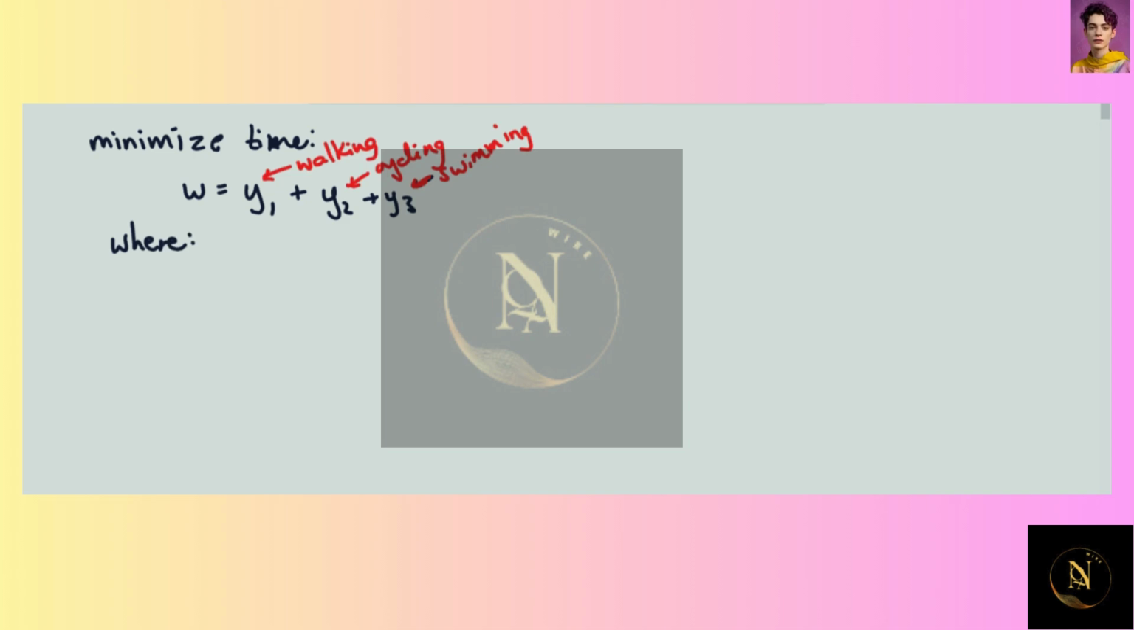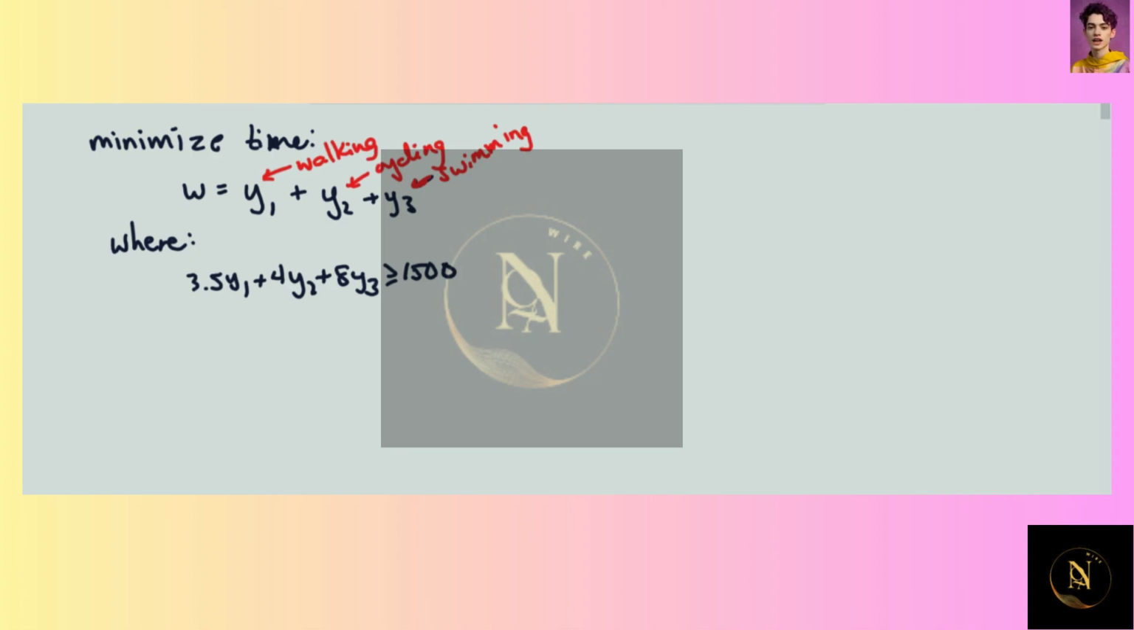Now, what are her constraints? Well, she has a few. First, she's looking at calories. She has a minimum number of calories she wants to burn, which is 1,500. So walking burns 3.5 calories per minute. Cycling burns 4 calories per minute. And swimming burns 8 calories per minute. And she wants to burn at least 1,500 calories.